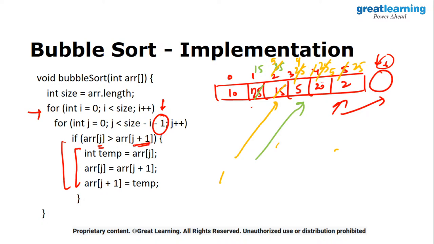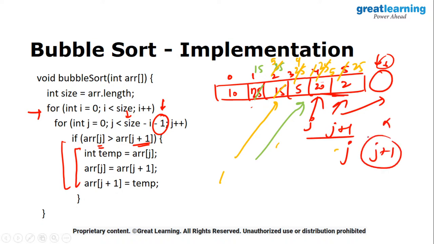Now, obviously, if I'm checking something ahead, I need to reduce the number of iterations that I'm doing. Because if I'm at this location, I will also be checking this element, because this is j, this is j plus 1. Next time this will be j and this will be j plus 1, which is not possible. You will get an error or exception, as rightly said, array index out of bound. And I don't want that.